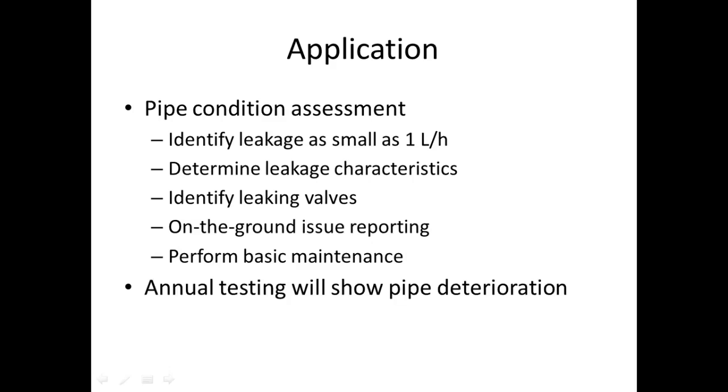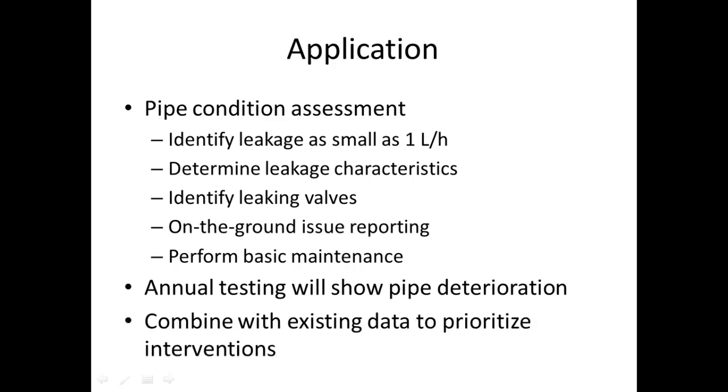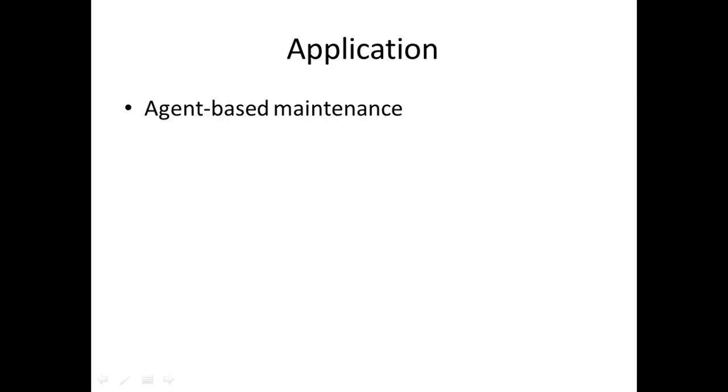Annual or biannual testing will allow us to follow the pipe deterioration, and then combine with existing data to come up with more intelligent decisions on when and how best to intervene to maintain the system. And then it also opens the ability to have agent-based maintenance, because you can actually track where people, your maintenance contractor is going, what they're doing, and really know that they're doing what they're supposed to be doing.